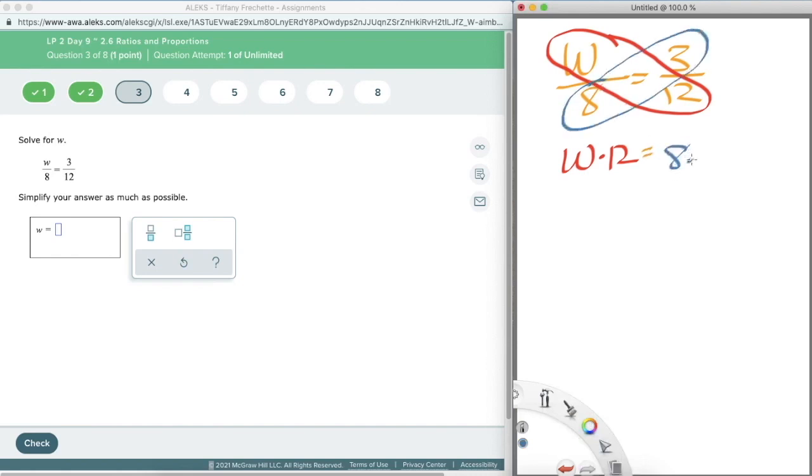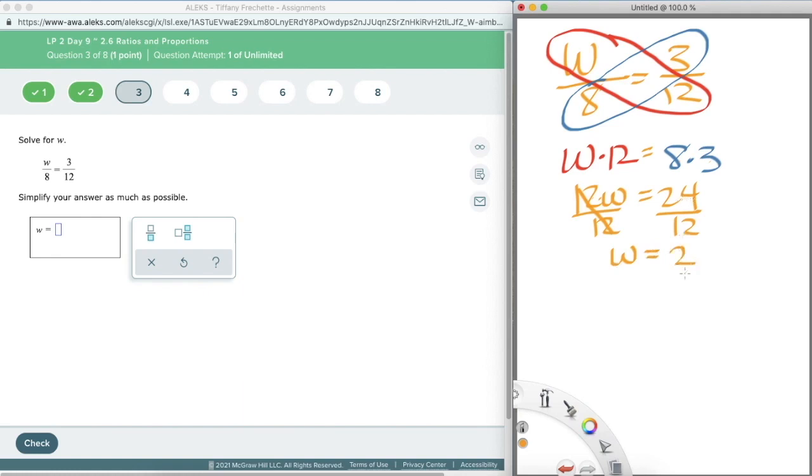You can just see I'm circling from top to bottom, left to right, and then top to bottom on the other one. All right, so W times 12 is just 12W equals 8 times 3, which is 24. Now I want to solve this. I don't want to know what 12W is, just W. So I'm going to divide by 12 on both sides. Since I'm multiplying by 12, they cancel out. 12 divided by 12 becomes 1. I don't have to write 1W, just W. 24 divided by 12 is 2.